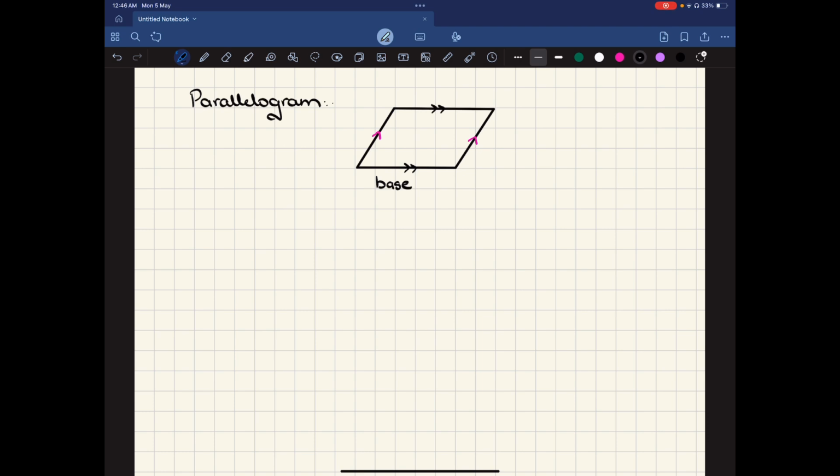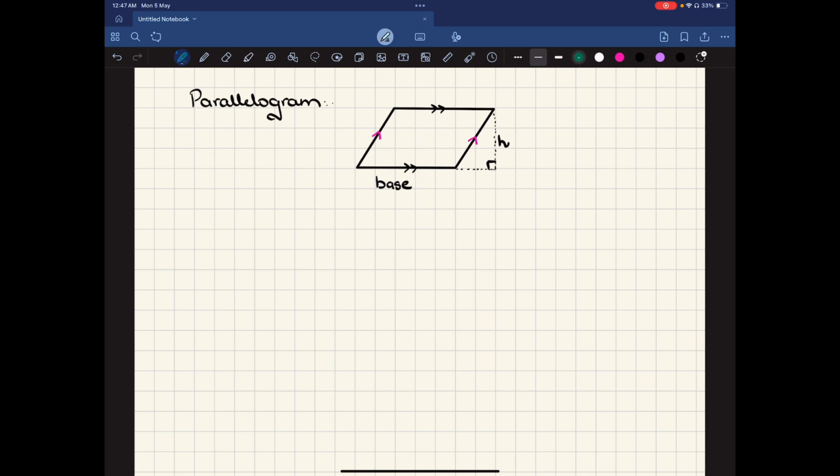And what is the height of the parallelogram? Is this going to be the height of the parallelogram? No. Height must be perpendicular to the base. This means it must be at 90 degrees to the base. Okay? Always remember. I will write it down as well. But the height is always 90 degrees to the base. So this is the height.